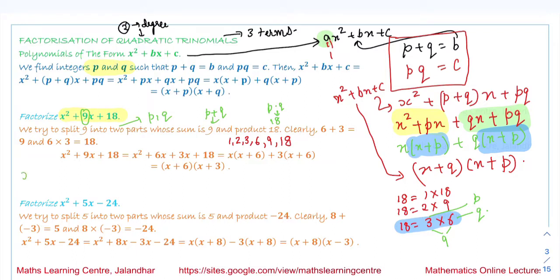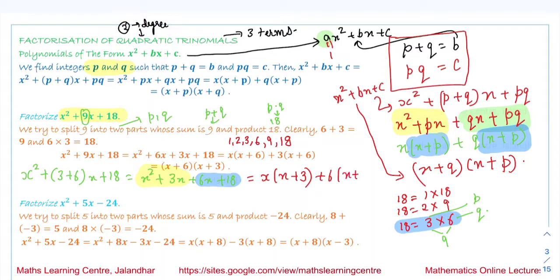We write this expression as x square, in place of 9 we write 3 plus 6, x plus 18. That is equal to x square plus 3x plus 6x plus 18. We group the terms, making a group like this and a group like 6x plus 18. x is common, so it is x plus 3, and 6 is common, so it is x plus 3. So the final answer is x plus 6 into x plus 3.